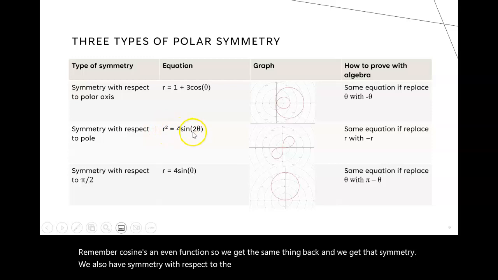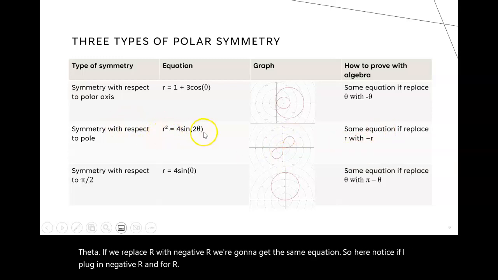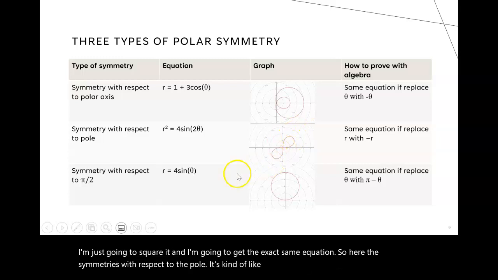We also have symmetry with respect to the pole. That's r squared is equal to 4 sine of 2 theta. If we replace r with negative r, we're going to get the same equation. So here, notice if I plug in negative r, and for r squared I'm just going to square it, I'm going to get the exact same equation. So here, the symmetry is with respect to the pole. It's kind of like origin symmetry from before.